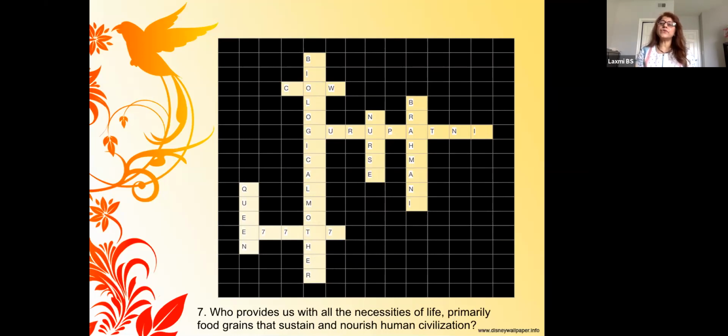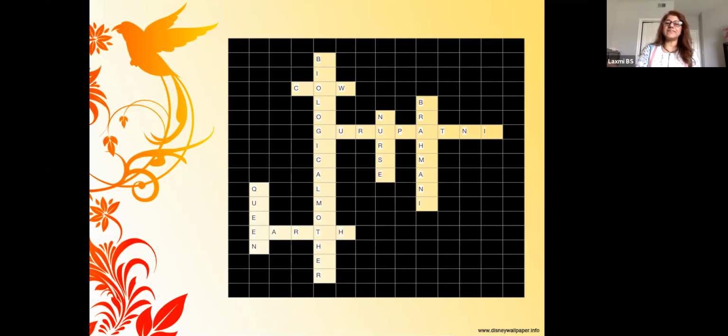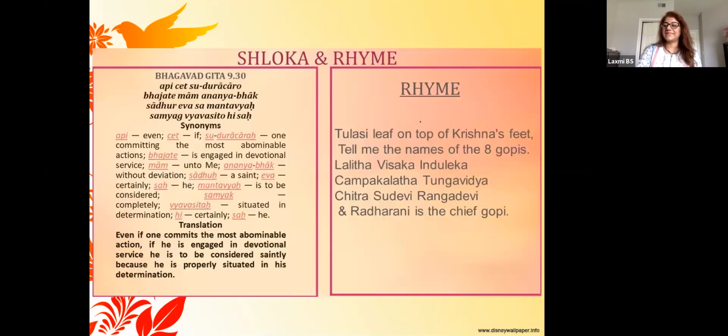Now the last one for you kids is very easy, okay? Who provides all the necessities of the child, primary food, sustained nourishment and hydration? All right, and the answer is earth. So here you have all the answers for this. Good job, kids. Well done.